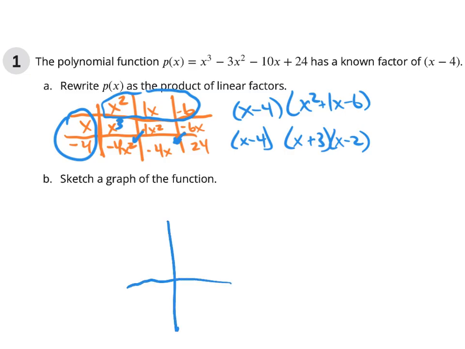Okay, now sketch a graph of the function. This is a positive x cubed. It starts low, it ends high. I got a 0 at plus 4, at minus 3, and at plus 2. And then if I multiply my factors, the y-intercept is 24. So I'm going to come up, I'm going to come down through 24, I'm going to come around and go back up. It's going to look something like that.